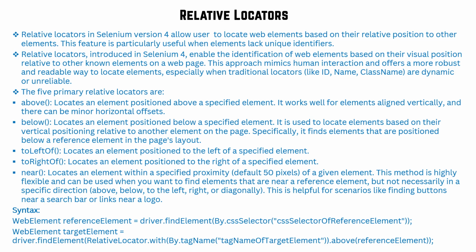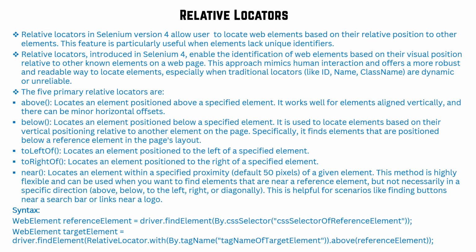Similarly, you can go to the below. To left of means left side, and to right of means right side. Near means the nearest one, within 15 pixels. Okay, so near means locate an element within a specified proximity, default 50 pixels, of a given element.